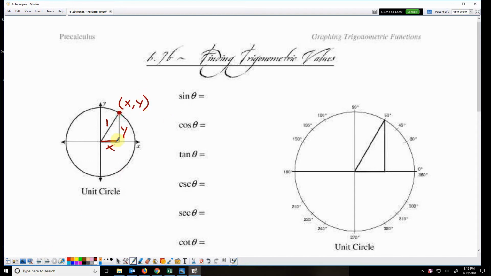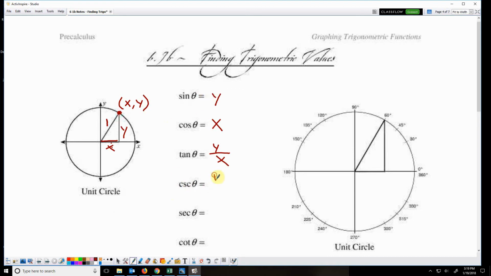Sine is the opposite over hypotenuse, that's y over 1, so sine theta is y. Cosine, adjacent over hypotenuse, is x over 1, so cosine is x. Tangent, opposite over adjacent, is y over x.